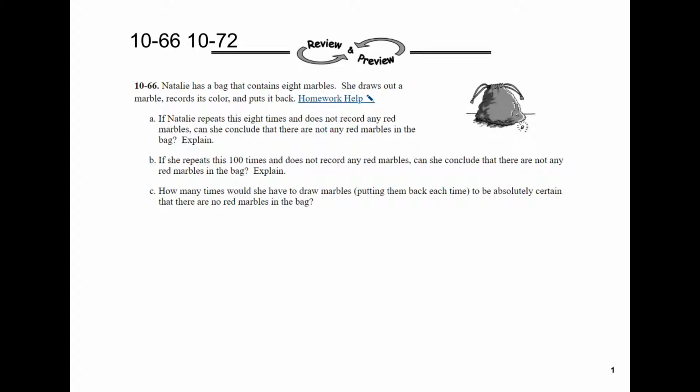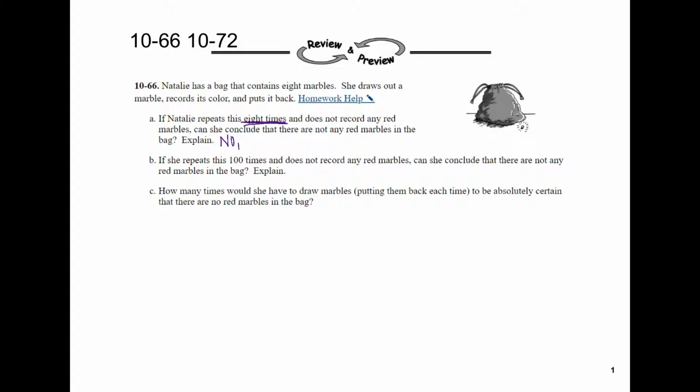1066. Natalie has a bag that contains 8 marbles. She draws out marbles and records a color and puts it back. If Natalie repeats this 8 times and does not record any red marbles, can she conclude that there are not any red marbles in the bag? Explain. Well, no. There actually may be red marbles. She just has not selected those in her draw. So she very well could have selected the same marble every single time she picked one out because of the replacement.